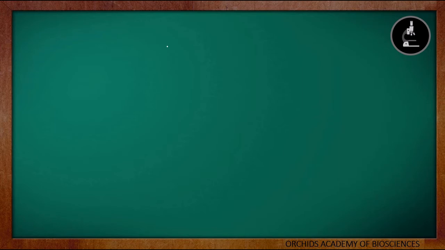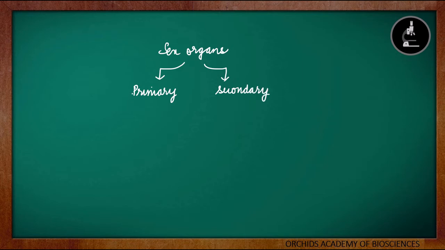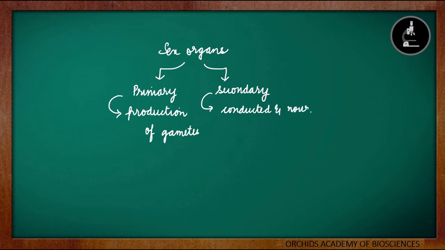Now let's discuss the sex organs in human beings. There are primary sex organs as well as secondary sex organs in human beings. So these are the two major types of sex organs, primary and secondary. The primary sex organs are responsible for the production of gametes, whereas the gametes which are produced by the primary sex organs will be conducted and also nourished by the secondary sex organs. So for the conduction and nourishment of the gametes, the secondary sex organs are present. So we can put it as: the primary sex organs will produce the gametes, and these gametes will be conducted and nourished by the secondary sex organs. So these are the two major sex organs in our body.